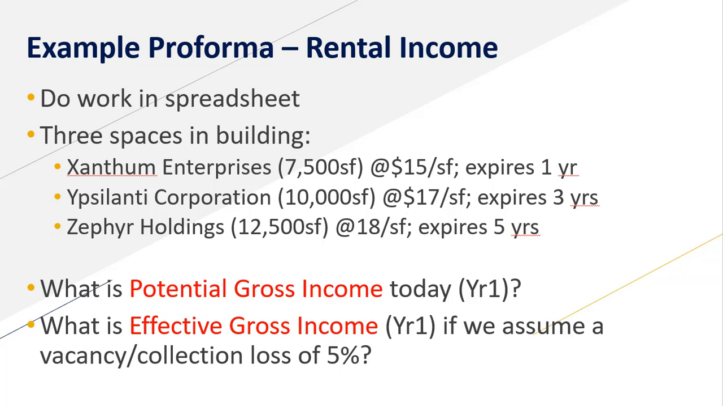Now, the effective gross income is going to be subtracting out a vacancy allowance. So if we assume a vacancy and a collection loss of 5%, we would just back out 5% of that total potential gross income to come up with the effective gross income. And if you look at the example spreadsheet and the video where I walk through the spreadsheet, you can see those calculations being made.